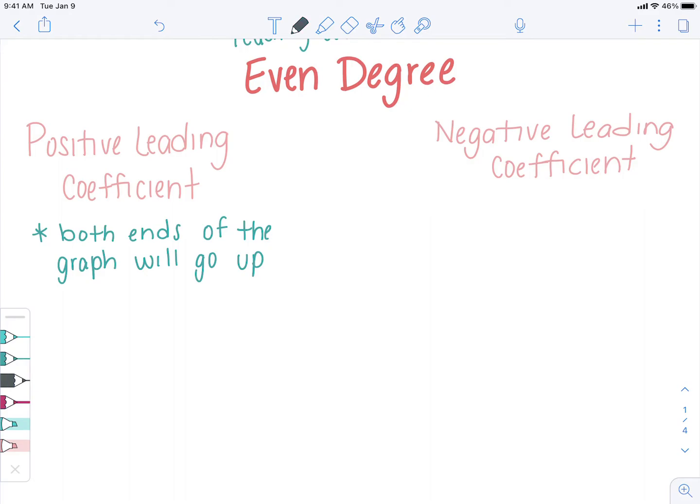So your graph, if you were going to draw yourself an example, an even degreed function with a positive leading coefficient, the ends of the graph will always point up. And we don't really care what's happening in the middle. It might be a pretty smooth parabola. It could be a quadratic function. It could be anything. Something crazy could be happening in here. It could look like this. We don't really care. We just care that if it's even and it's positive, it's acting like an even function, so both ends are going up.